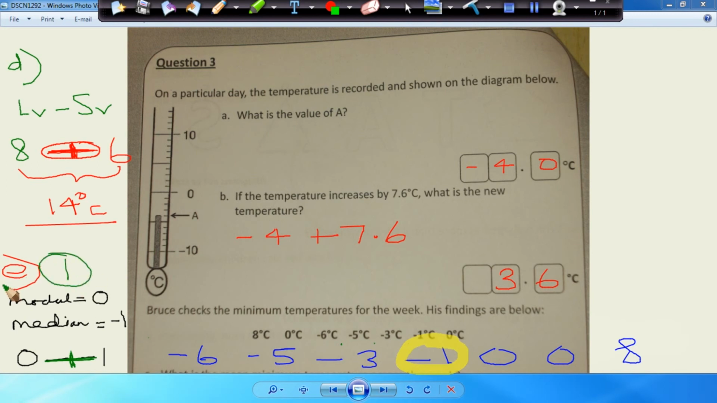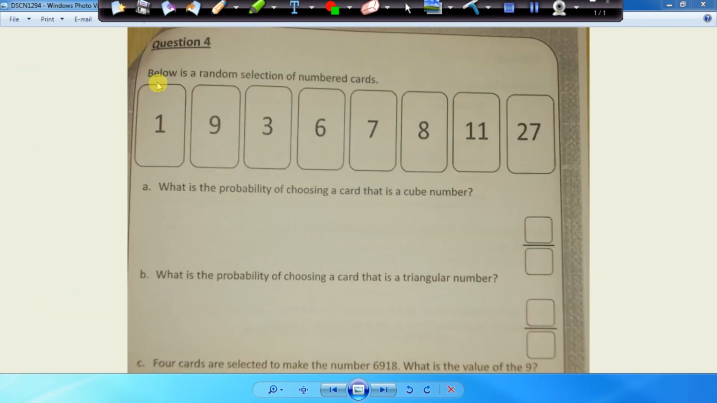So question 3E is 1. That's lovely. End of that question. Okay, question number 4. Below is a random selection of numbered cards. What is the probability of choosing a card that is a cube number?